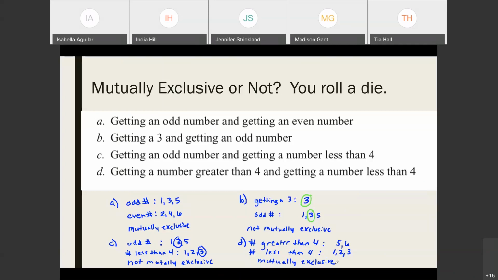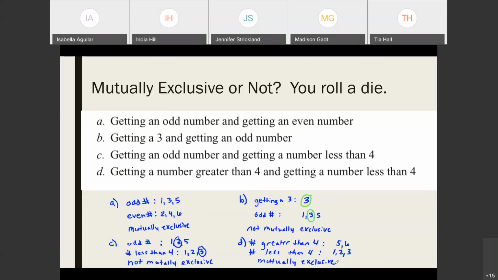No, mutually exclusive just means that there's not a number that they have in common. So it doesn't matter if one set is smaller than the other one, but if there's nothing that they share, like in B and C, they both shared a 3, that made it not mutually exclusive. But in D, 5 and 6 is completely different than 1, 2, and 3. Okay.